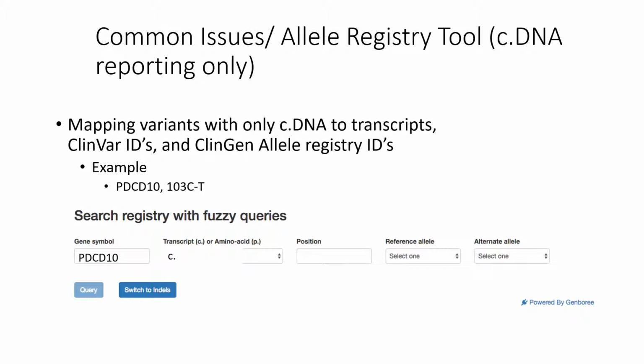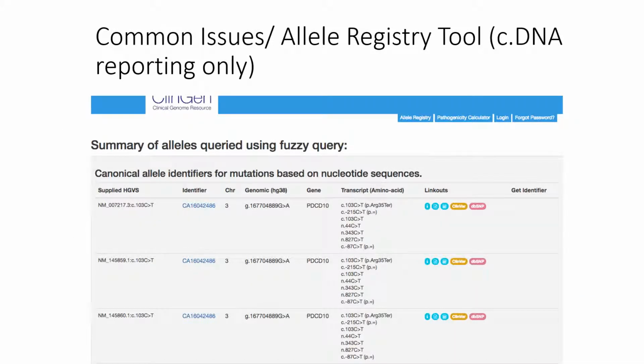So if we enter our gene, the fact that we're looking at a c dot, the position of the alteration to the transcript, the reference allele, and the alternate allele, and we click query, it'll bring up all the different variants that have been identified in the allele registry that sort of represent this variant. So this actually will show you that there are 3 different transcripts that are in the allele registry that could conceivably be the variant that you're talking about.